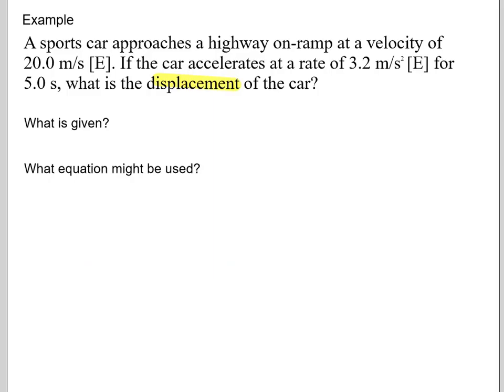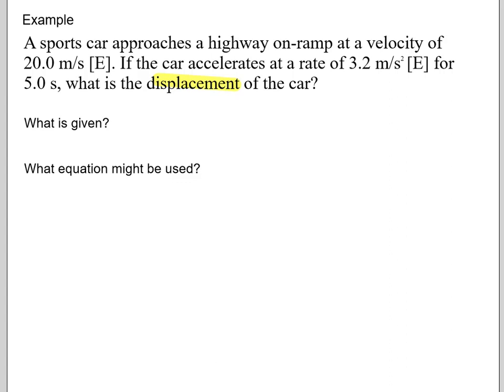So here we go. A sports car approaches a highway on-ramp at a velocity of 20 meters per second to the east. If the car accelerates at a rate of 3.2 meters per second squared to the east for 5 seconds, what is the displacement of the car?